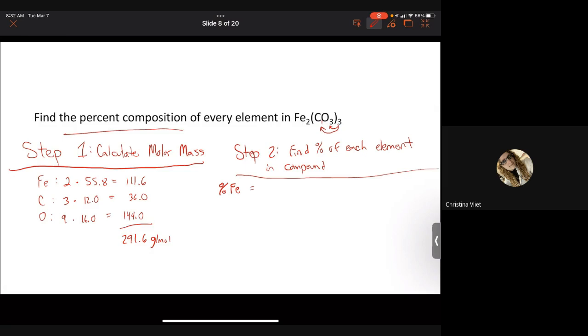I can find the mass of all my iron in the compound by just simply looking at this number. The one that we calculated, 2 times 55.8, 111.6. So the top for my formula is going to be 111.6. And the bottom, 291.6. 111.6, that's coming from there. And then the bottom is 291.6. And then we multiply that by 100. I get 38.3%.